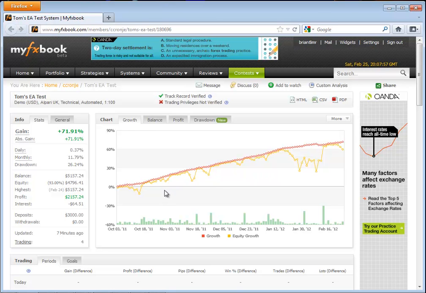We recommend $2,500 per currency pair. In this particular demo, we're trading both the euro and the pound, so we would recommend you have a $5,000 account to start out with. And we are trading risk level 2, in case anybody's interested, on Tom's EA. There are 3 risk levels: 1, 2, and 3. And this particular demo is trading at risk level 2.